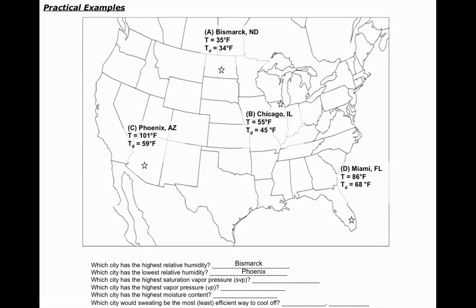Let's see if this lecture's sunk in, though, so far. My next question is, which city has the highest saturation vapor pressure, SVP? All you need to remember is this. The atmosphere's ability to contain water vapor is proportional to temperature. It's an exponential relationship, which means the hotter it gets, the more water vapor the atmosphere can hold. Doesn't mean it has to, but it can. Therefore, if I'm looking for the city with the highest saturation vapor pressure, it's easy. Look for the hottest city, and that is Phoenix.